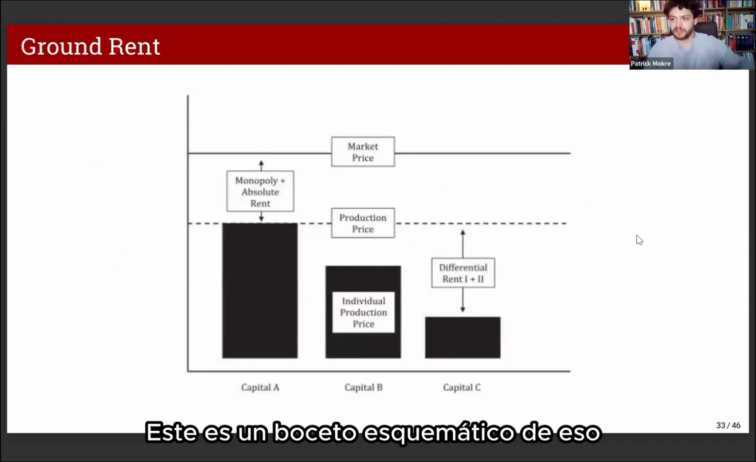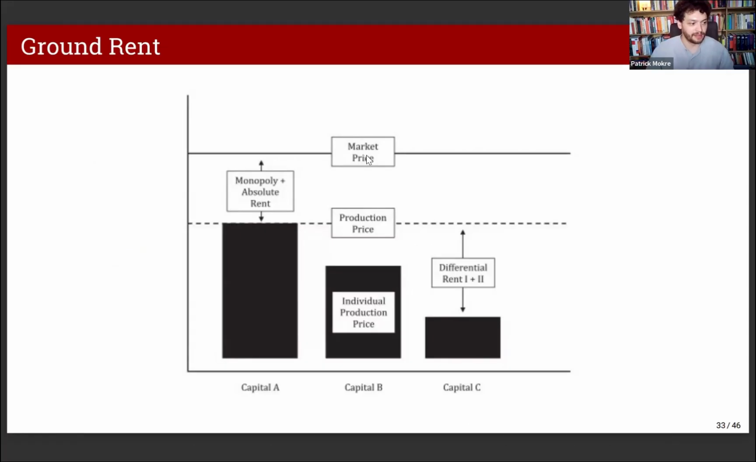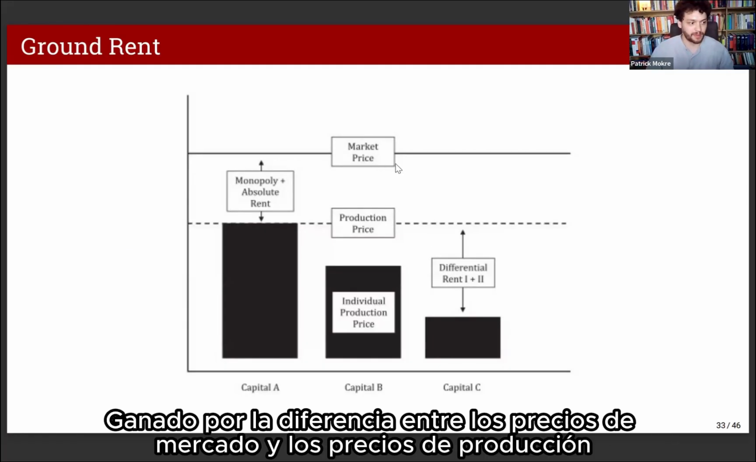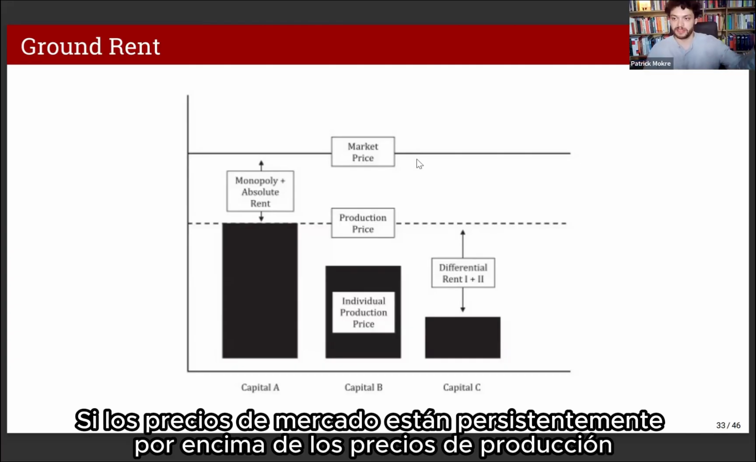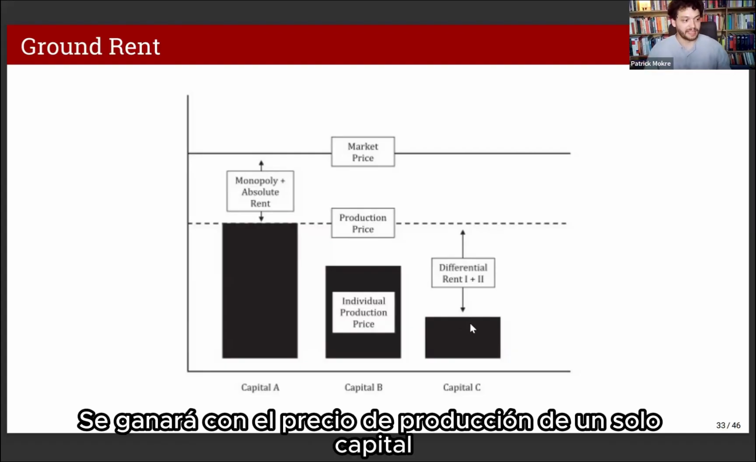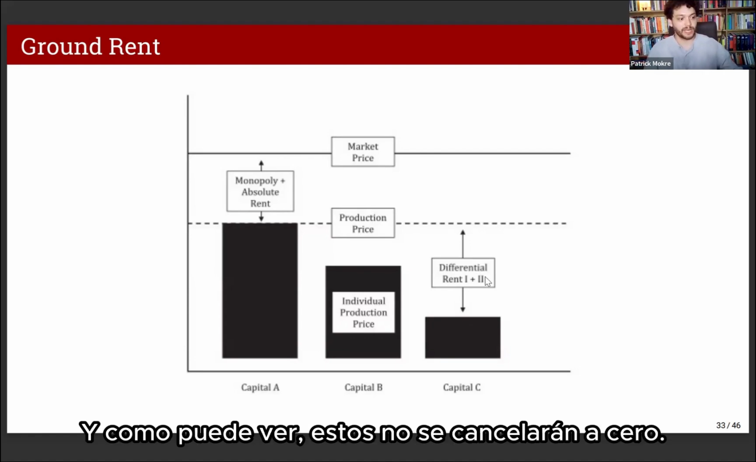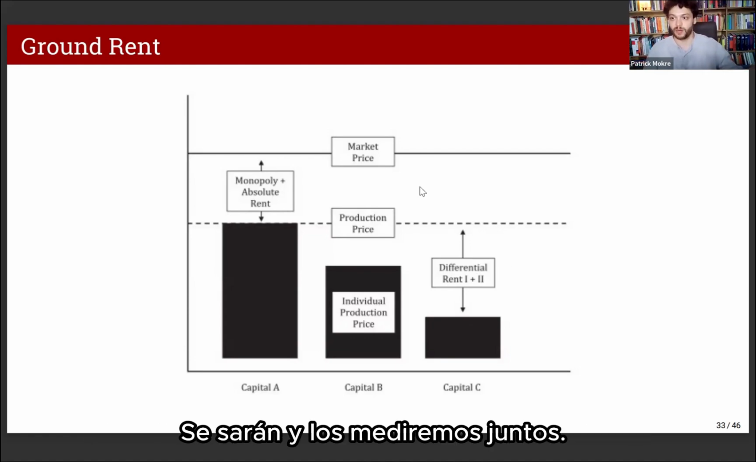This is a schematic sketch of that. So monopoly and absolute rent will be earned on the difference between market prices and production prices if market prices are persistently above production prices, and differential rents will be earned on a single capital's production price and the general production price. And as you can see, these will not cancel out to zero. They will add up and we will measure them together.